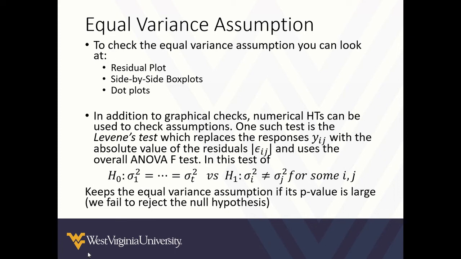In addition to our graphical checks, numerical hypothesis tests can be used to check our assumptions. One of these tests is Levene's test, which replaces the responses Yij with the absolute value of our residuals, and then conducts our overall ANOVA F test. In this test, the null hypothesis is that each of the variances are equivalent, and the alternative hypothesis is that at least one of the variances is different from the others. So in this case, it's actually better to have a large p-value, or an insignificant result.